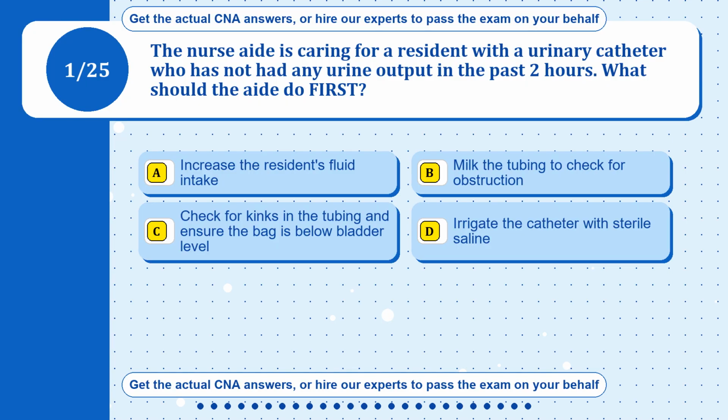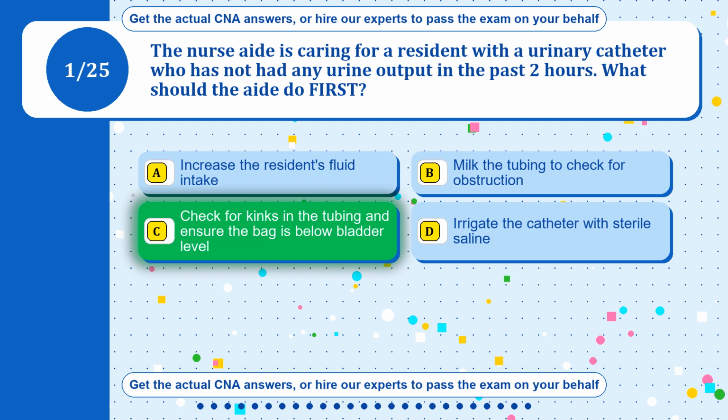Question 1. The nurse aide is caring for a resident with a urinary catheter who has not had any urine output in the past 2 hours. What should the aide do first? Option A. Increase the resident's fluid intake. Option B. Milk the tubing to check for obstruction. Option C. Check for kinks in the tubing and ensure the bag is below bladder level. Option D. Irrigate the catheter with sterile saline.